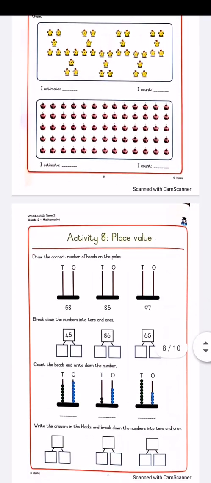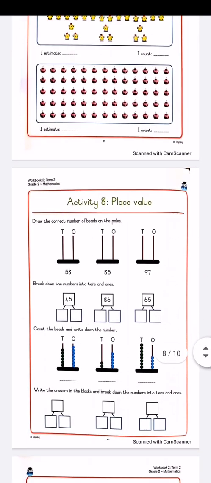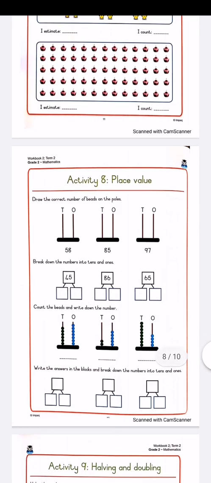Activity 8, place value. Draw the correct number of beads on the poles. So it's the same like you did in activity 6. Then break down the numbers into tens and ones. You know how to do that also. 45, so you'll write 40 and 5. Count the beads and write down the number, again like you did in activity 6. Write the answers in the blocks and break down the numbers into tens and ones.